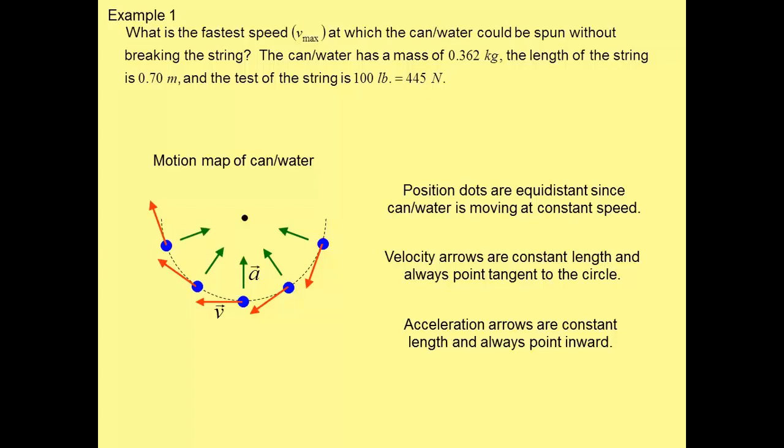So there's our motion map. If you draw a couple of these, you're going to hopefully get locked in your head the directions of the velocity and the acceleration for uniform circular motion.